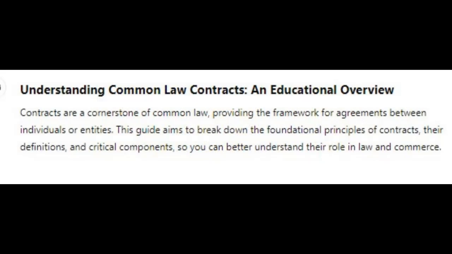Understanding common law contracts, an educational overview. Contracts are a cornerstone of common law, providing the framework for agreements between individuals or entities. This guide aims to break down the foundational principles of contracts, their definitions, and critical components, so you can better understand their role in law and commerce.